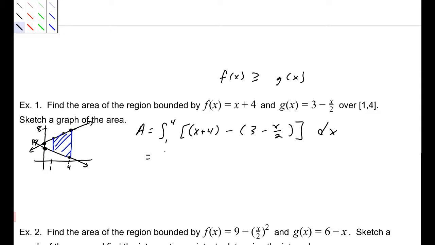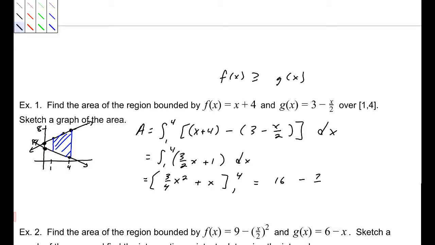So combining some terms there, we go from 1 to 4 of 3 over 2 x plus 1 quantity dx. If we take the antiderivative, that is 3 over 4 x squared plus x evaluated from 1 to 4, which is 16, if we plug in 4 there, minus 7 over 4. If we do that calculation, we get 57 over 4.